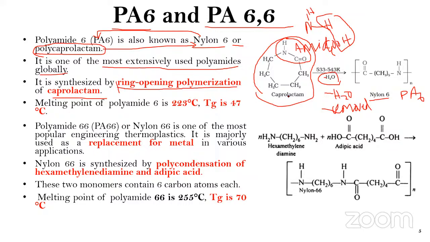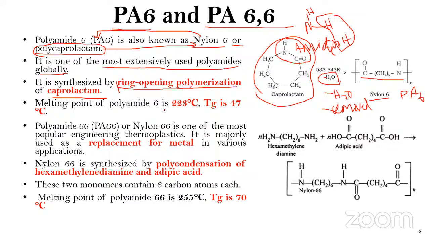Okay, sorry, this is your caprolactam. You can't see another one here. It can be OH, and this is the removal of that. It means here we can do the ring opening polymerization to get this nylon 6.